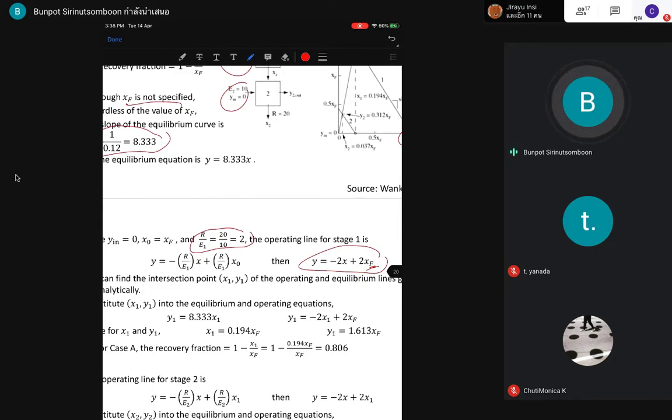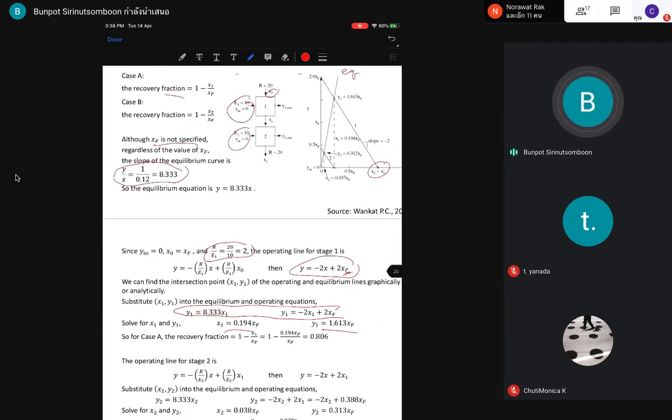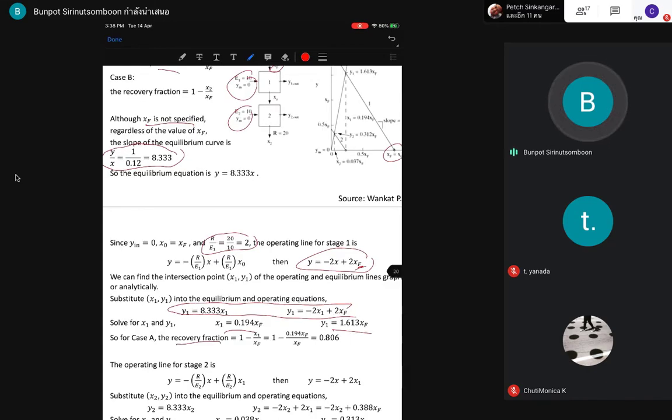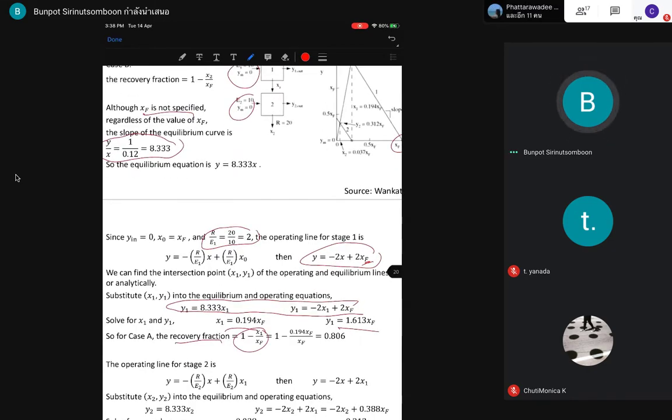Using the equilibrium and overlapping equations, we get x1 and y1 like this. We don't know XF, so we just leave it like that. Because the question just asks for the recovery fraction, and the recovery fraction for stage 1 is (y minus x1) over xf, you just put in x1 here, and then xf is going to be cancelled out, and you get the answer. You don't need to know xf here because it is going to be cancelled out.